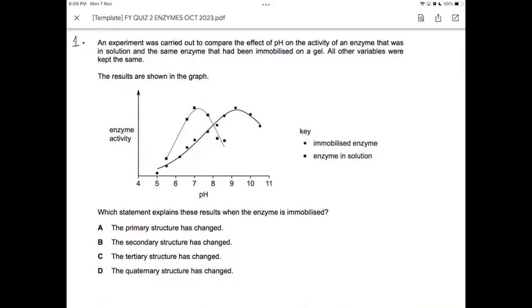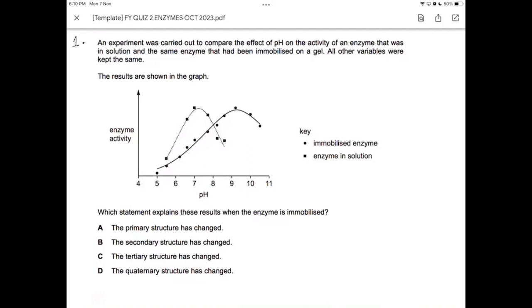Secondary structure has changed. Do you think that when we immobilize an enzyme... first, the results are also visible to us. What we can see is that the enzyme which is immobilized is more active over a wider range of pH, and the normal non-immobilized enzyme is active within a narrow pH range. This is what we apparently see from the graph. So of course, from this graph the answer cannot be that the primary structure has changed.